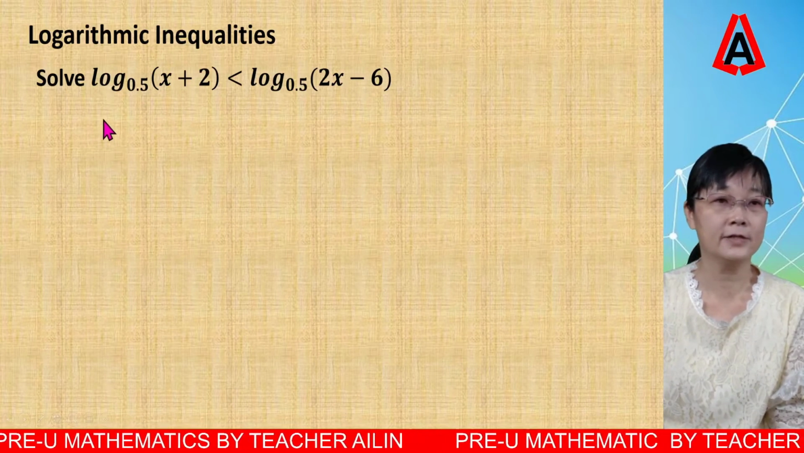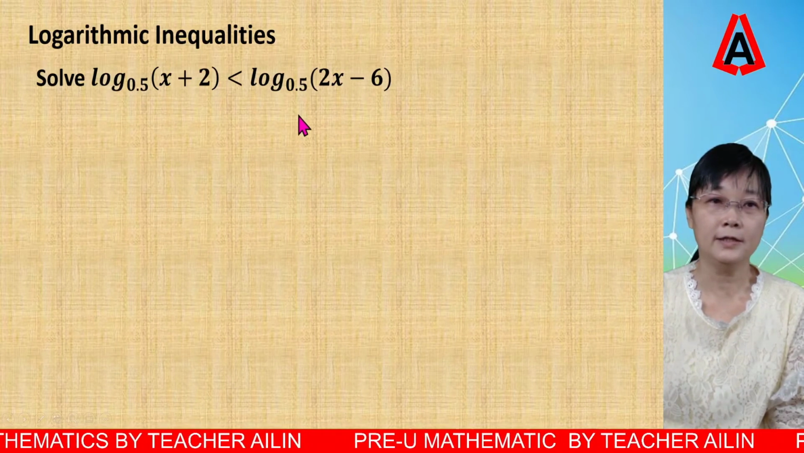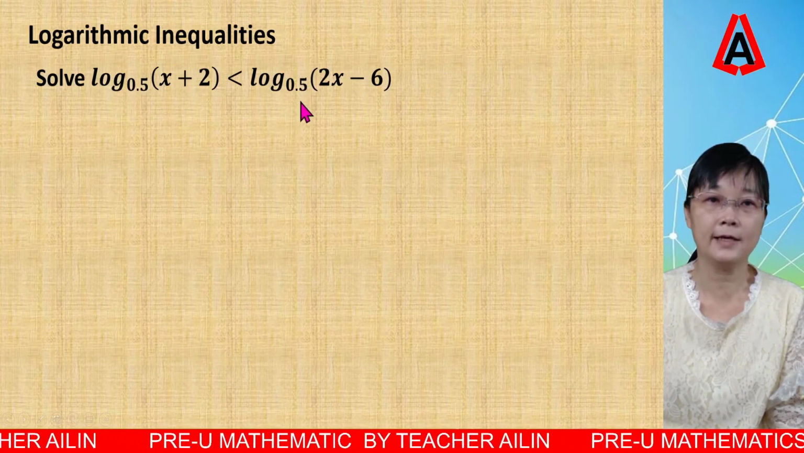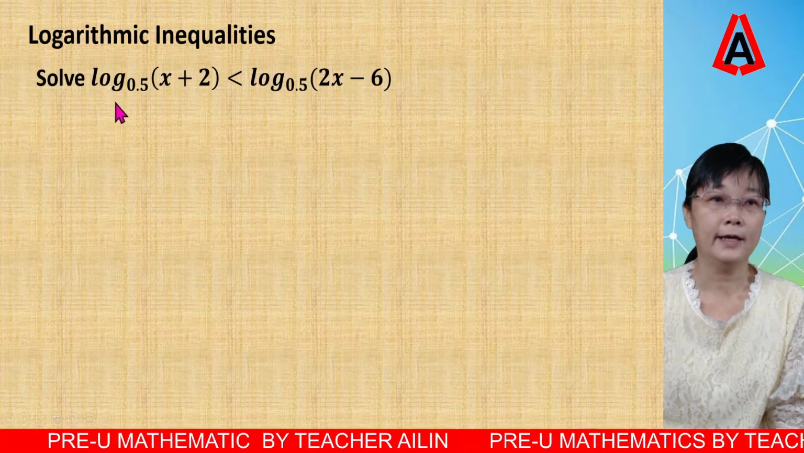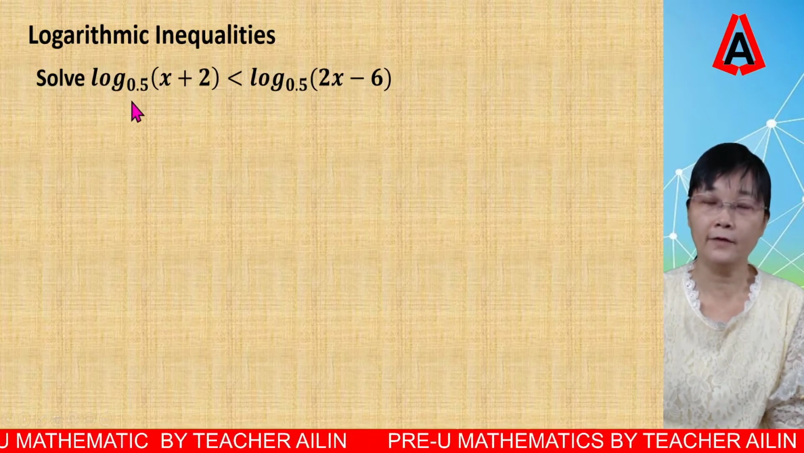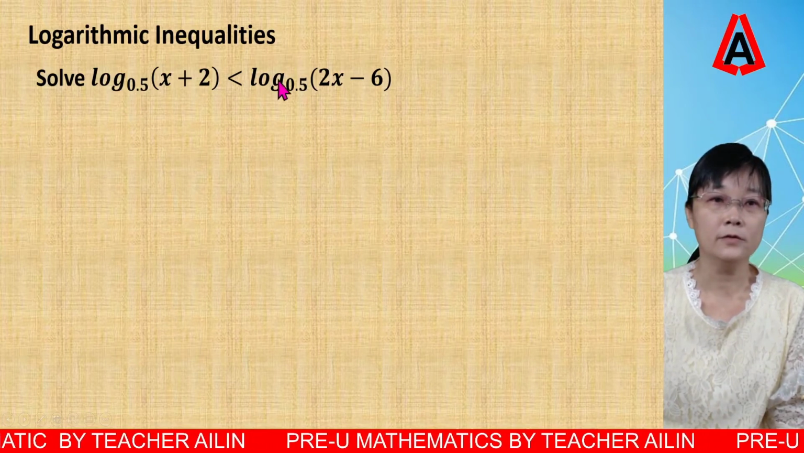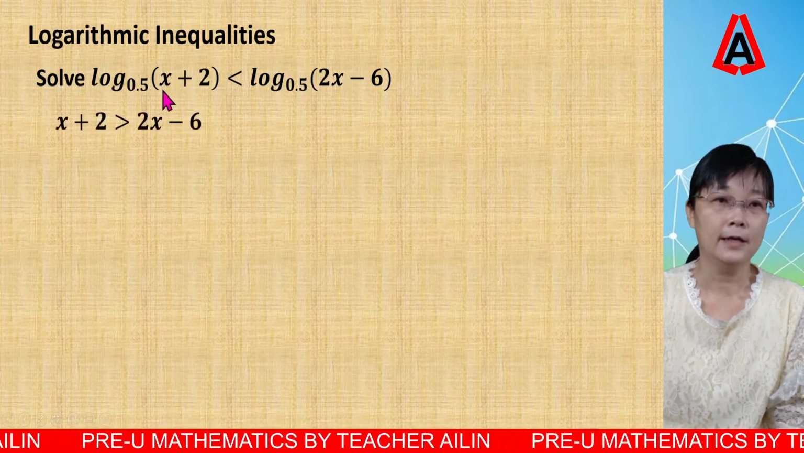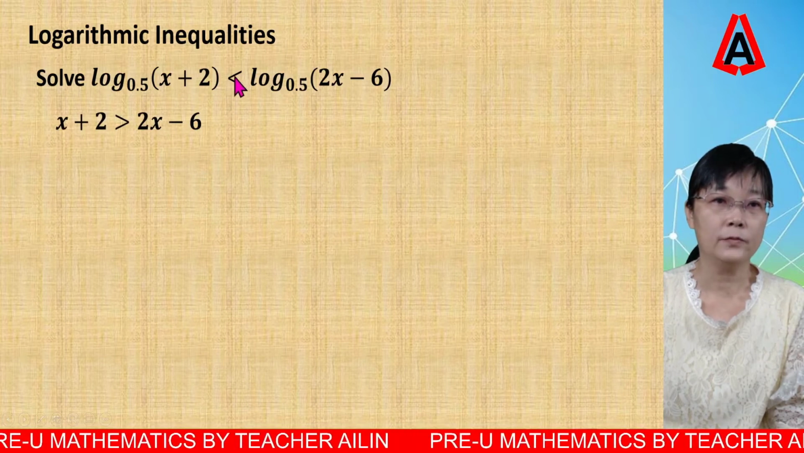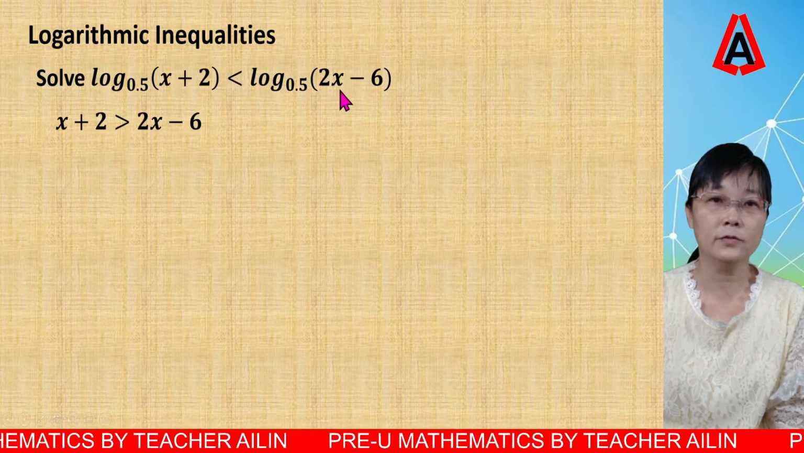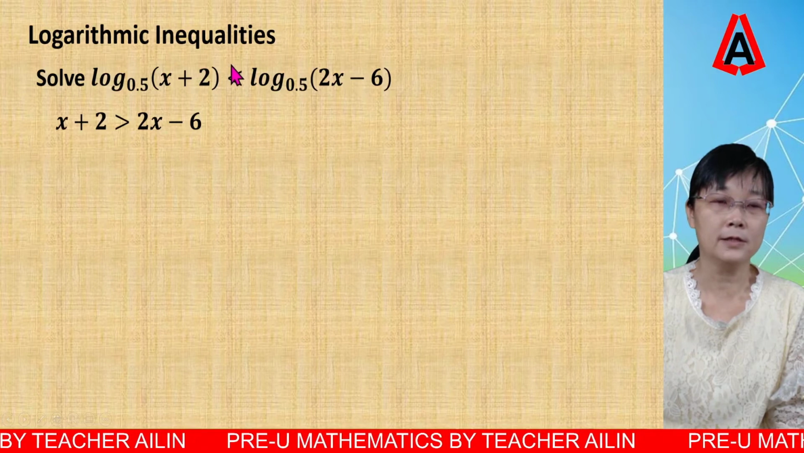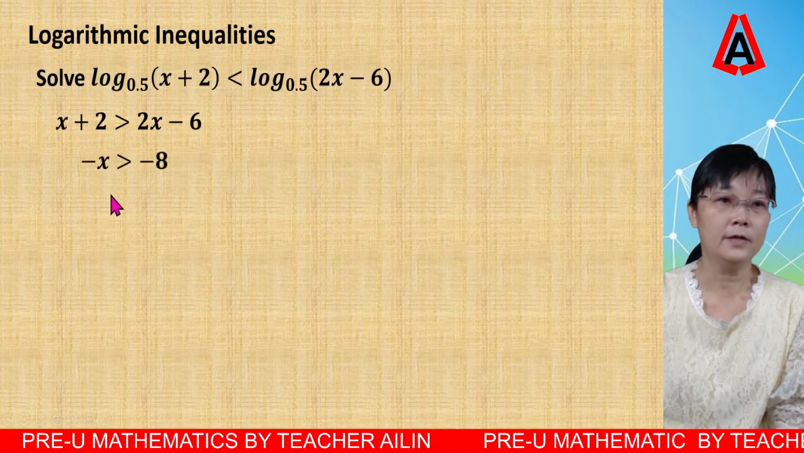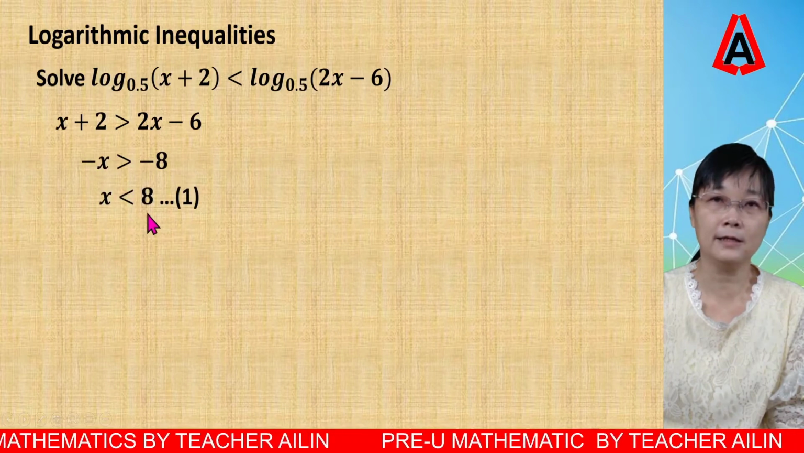Now let's try this question. This inequality, since the base is the same on the left hand side and on the right hand side, and the base is 0.5 which is less than 1, so when we cancel off the logarithm, then x plus 2 should be greater than 2x minus 6, which is the opposite direction from the question. So now from here, x is less than 8.